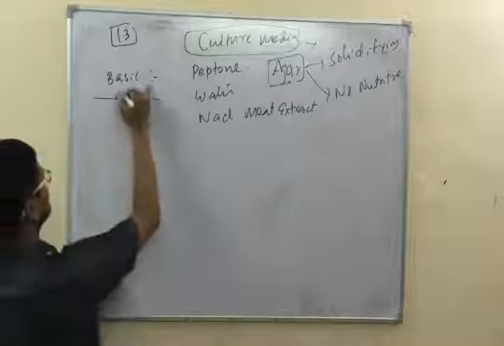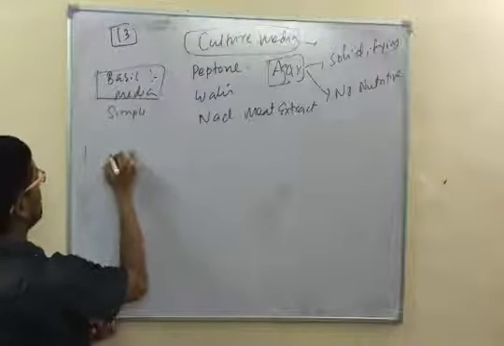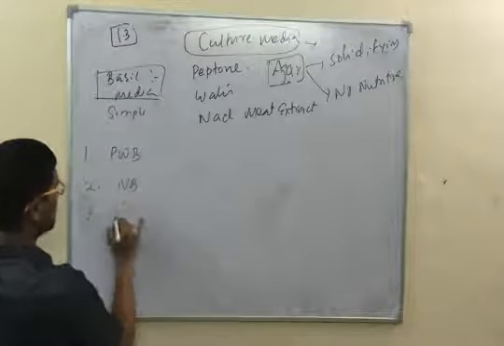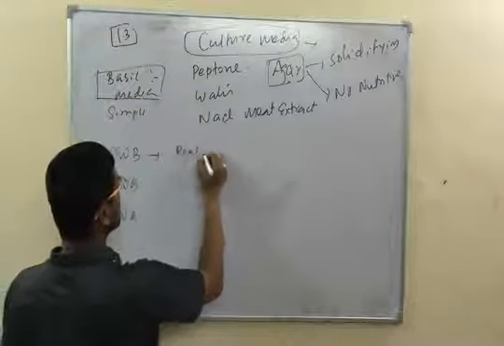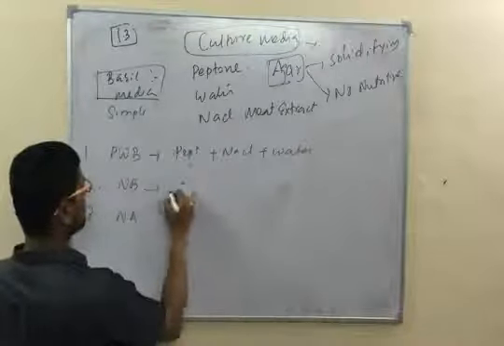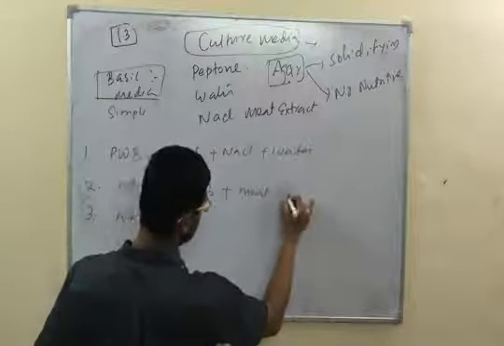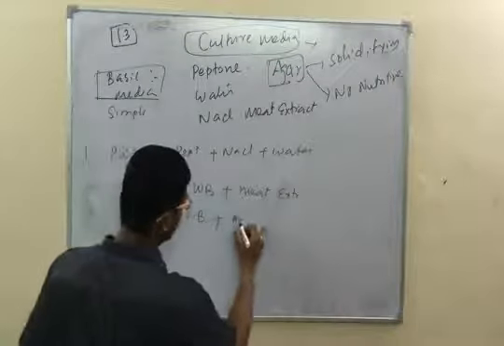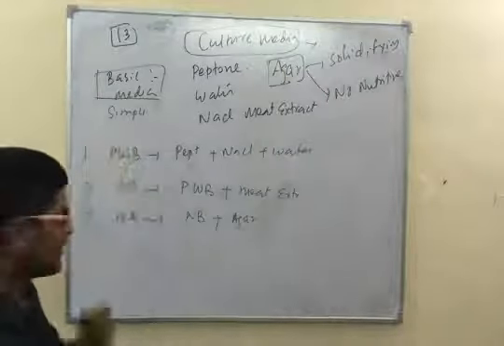So what are the various basic media examples? Basic media or simple media examples are peptone water broth, nutrient broth, and nutrient agar. Peptone water broth has got peptone, salt, and water. Nutrient broth is nothing but peptone water broth plus meat extract. And nutrient agar is nutrient broth plus agar. So it is a solid medium, whereas peptone water broth and nutrient broth are liquid media.